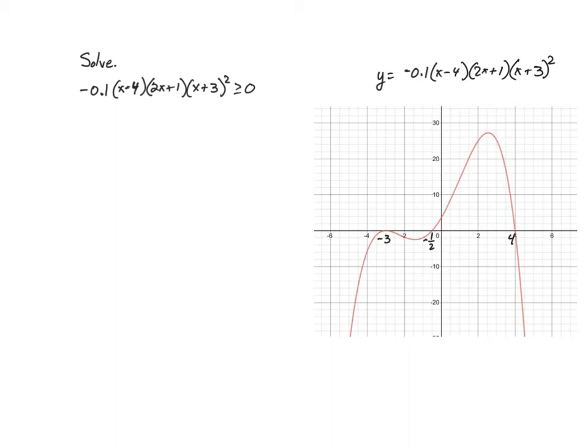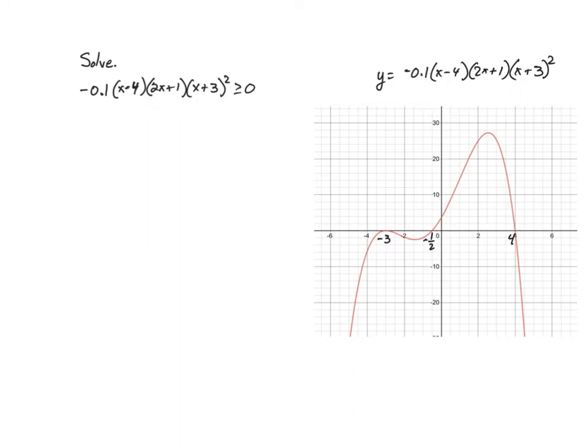-0.1 times (x - 4) times (2x + 1) times (x + 3) squared is greater than or equal to 0. And notice I already have the related function graphed. And also notice that I have the points labeled here that come from the factors and when they equal 0. Notice this -0.1 does not generate an x-intercept anywhere over here because it's a constant. Only those factors that contain variables will generate x-intercepts.